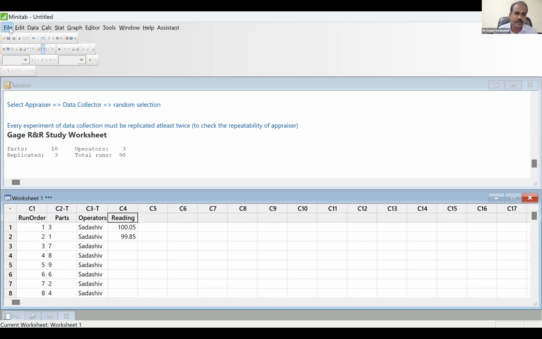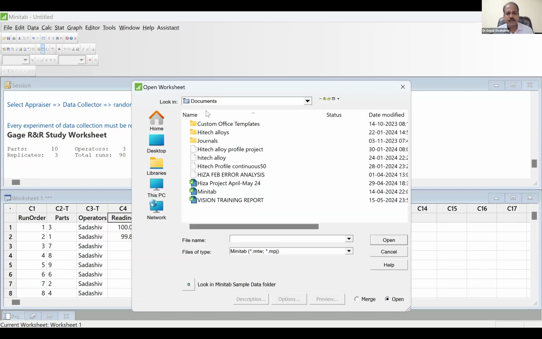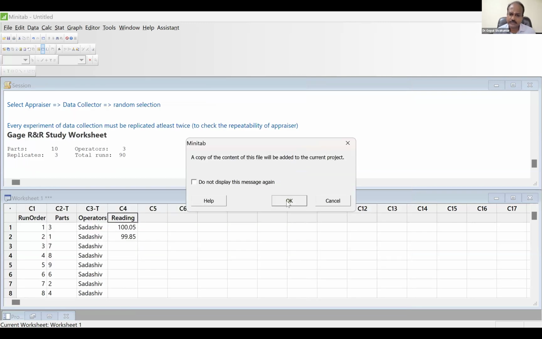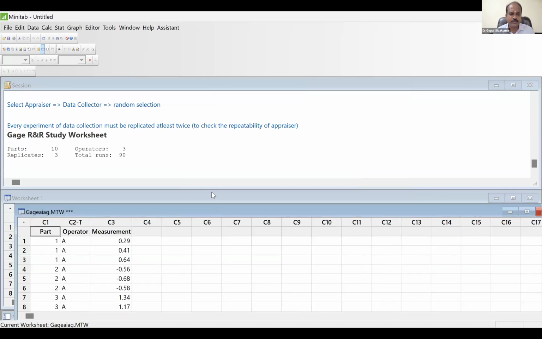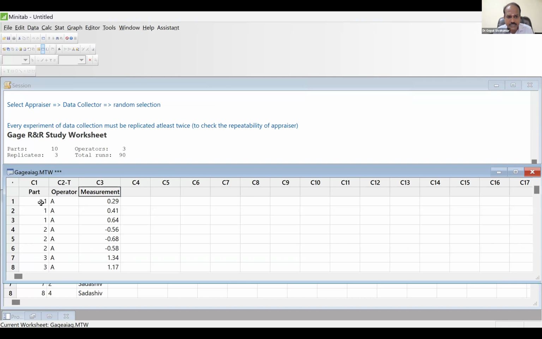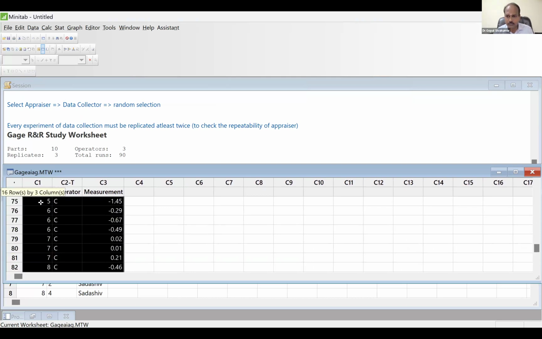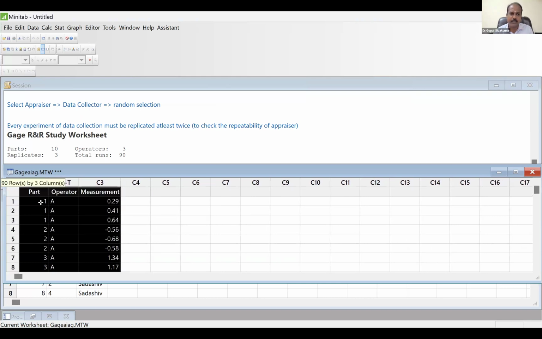And so let me pick up a sample data here. File, open worksheet. I click this and I just type Gage here, so that the second file name, Gage AIAG.mtw is the one I want. I use this and open. So yes, it has to open. So I give OK again. Can you see here? Part number, operator information available. Data is also available. Similar scenario, 90 data. But in reality, you have to conduct the experimental trials and generate the data. But here I just picked up from the sample project.